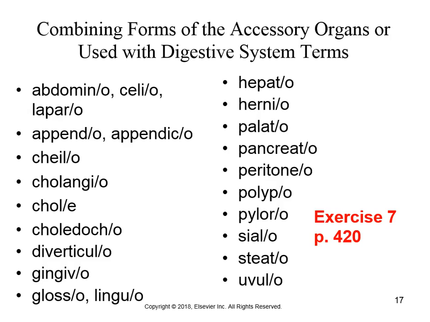Sialo has to do with your saliva or the salivary gland itself. Steato is fat. And we did learn previously that lipo also means fat. So in this case, we've learned two that mean the same thing. You are more than welcome to use them interchangeably. You just have to be able to identify them if they are used in words. And then uvulo is for the uvula.